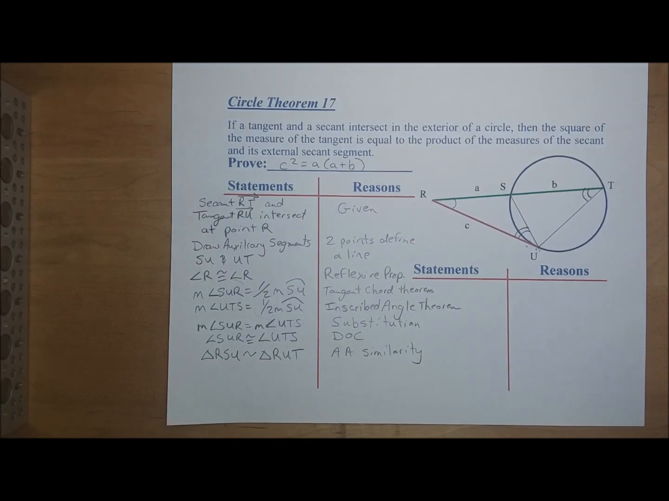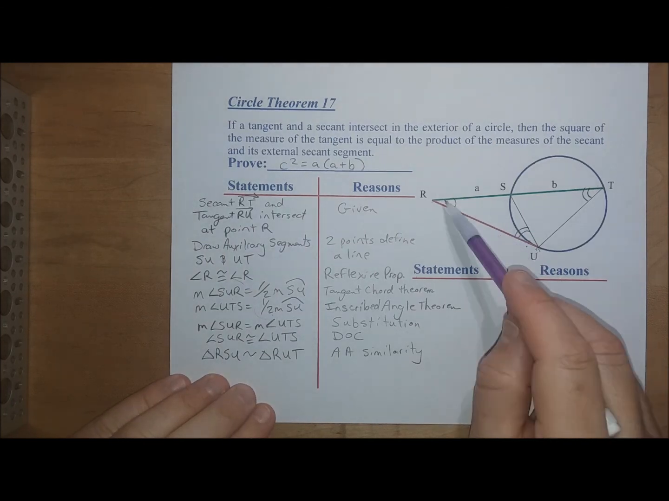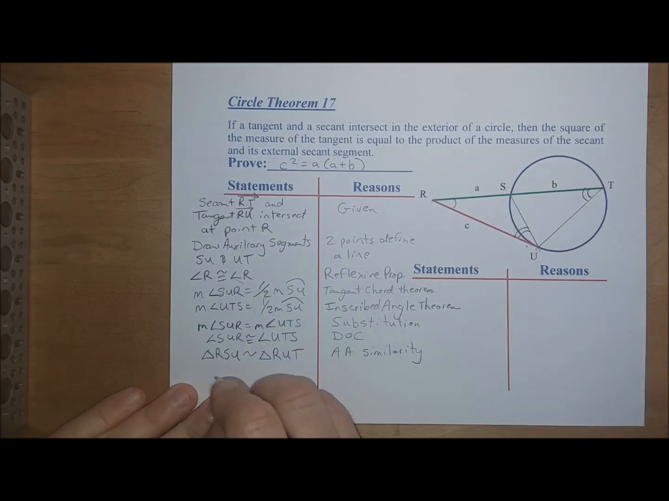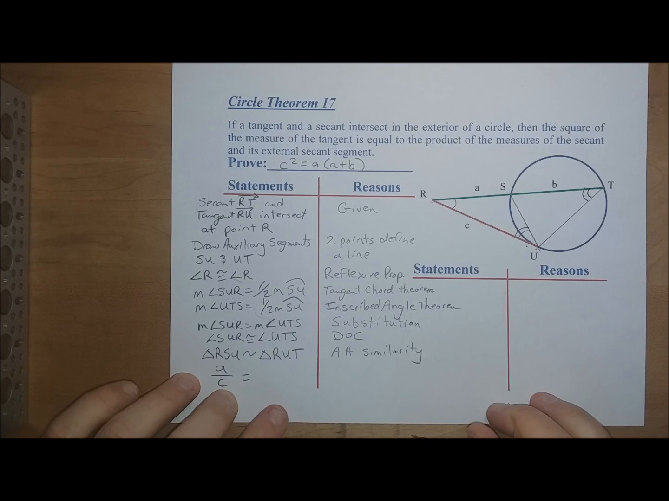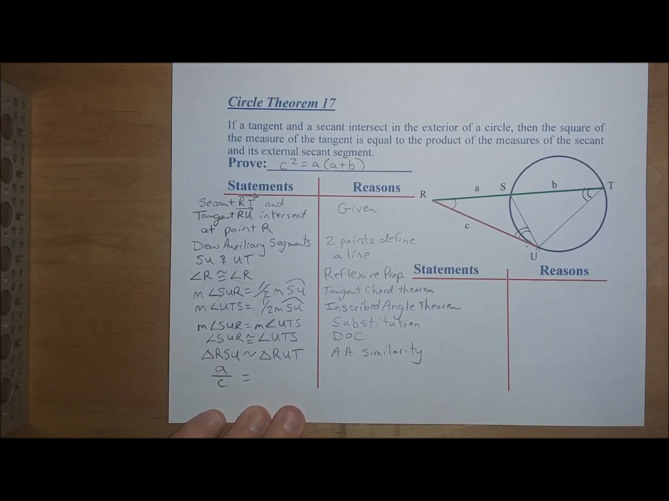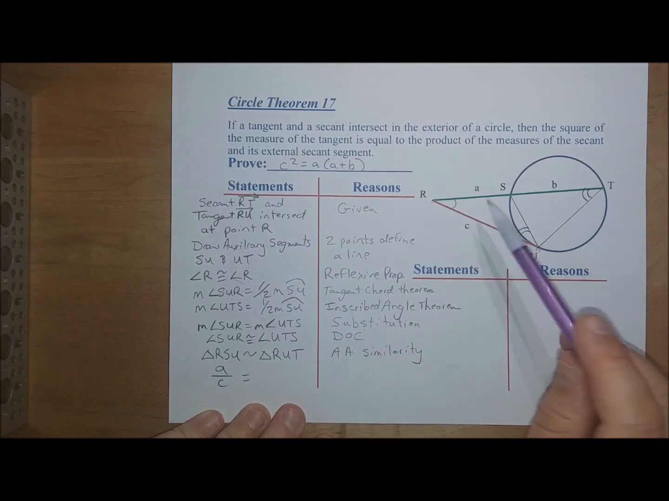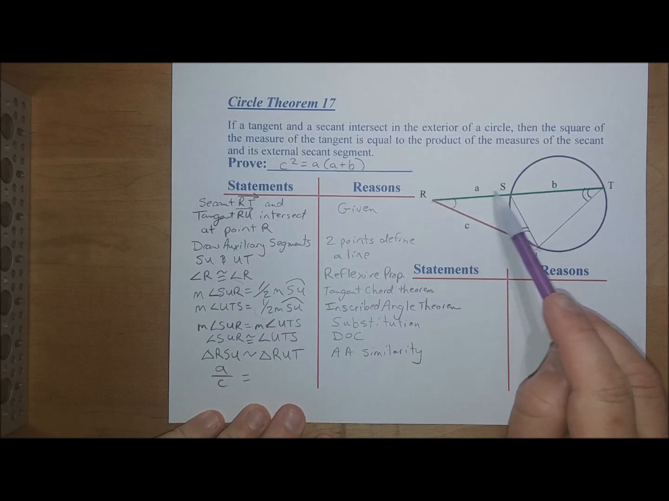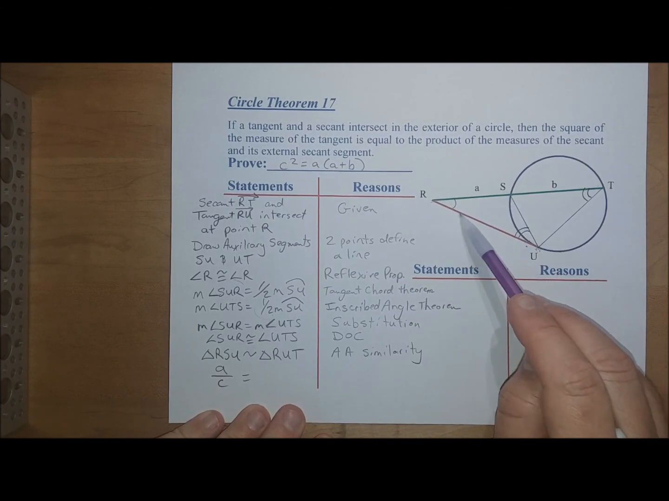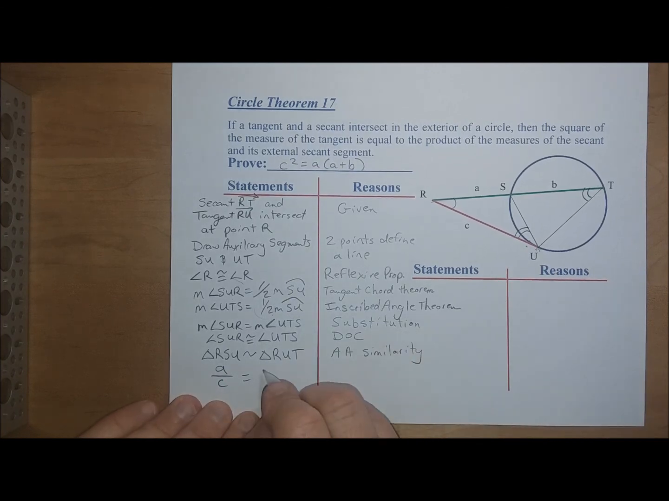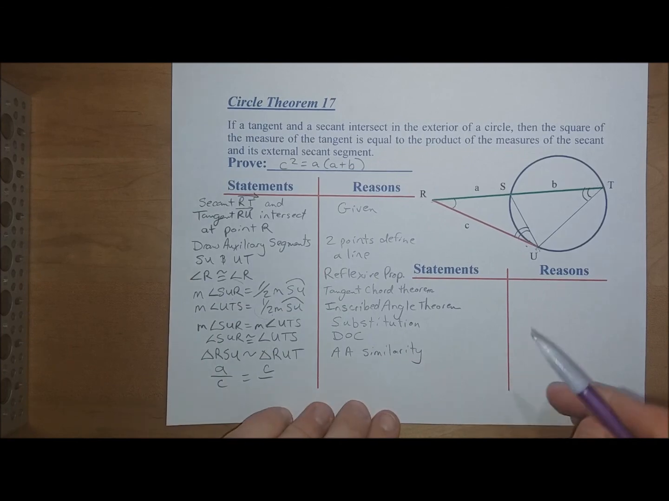We're in business. Could we set up some sort of proportion here? Let's just look at this triangle RSU. Could I compare side A to side C? A over C is going to equal something. Could I find the ratio of the same corresponding sides in our other triangle, RUT? Okay. A corresponds to side C in that triangle, doesn't it? Okay. And if you want, you can flip those apart and you could redraw these.